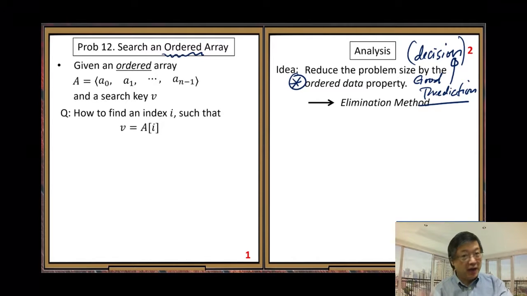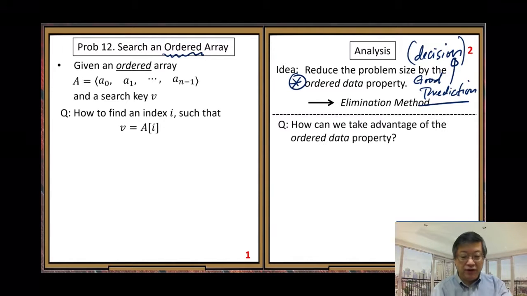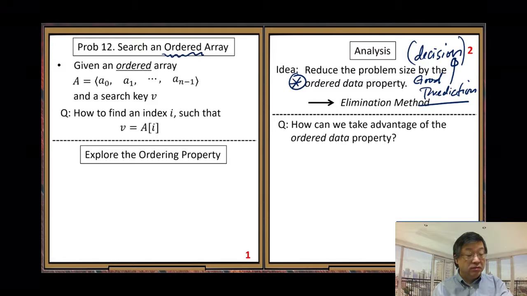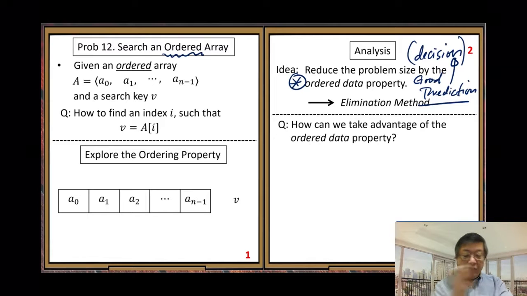All right. Let's continue our further analysis. Question: how can we take advantage of the ordered data property? Now we need to use this property. Let us look at the next analysis using a diagram, to explore the ordering property. Let us draw this diagram.